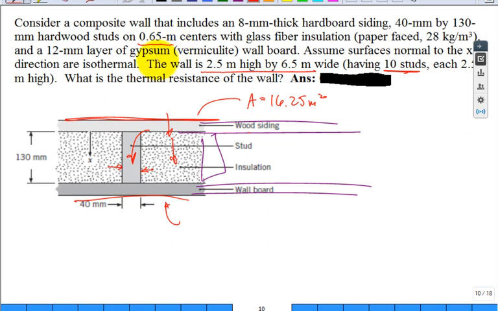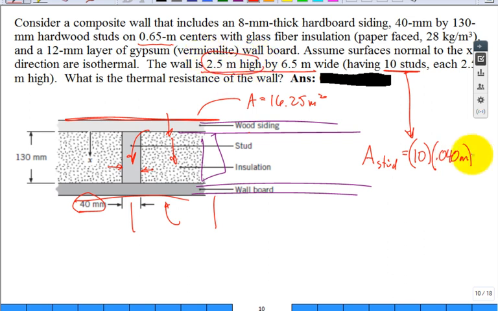They're on 0.65 meter centers. That's the distance from center to center of the stud. It's 40 millimeter by 130 millimeter. They show me right there. It's 40 millimeter thick, isn't it? So what I need to do is get the area of the stud. There are 10 studs, and each one of them is 0.040 meter thick. And then how tall is it? It's 2.5 meters high. That will be the total area for the flow through the stud.